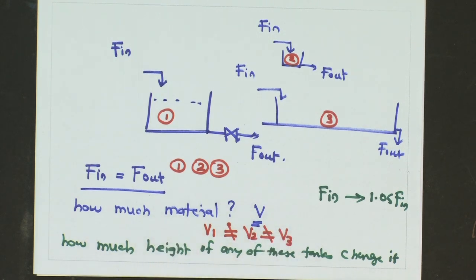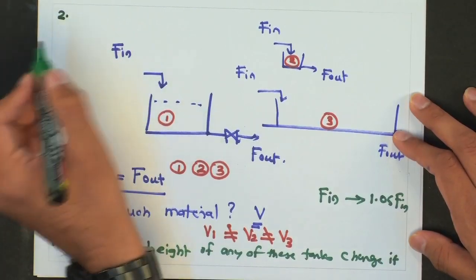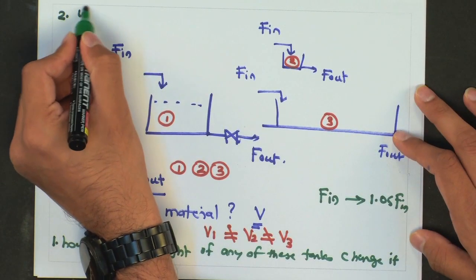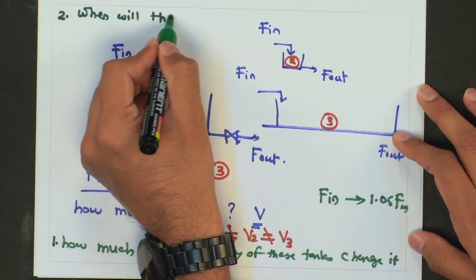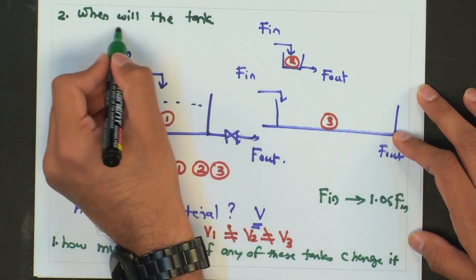So in all the three cases, over time all the three tanks would overflow. So when we ask how much the height of any of these tanks changes, it will be by the same amount till all the tanks overflow. The other question is, when will the tank overflow?